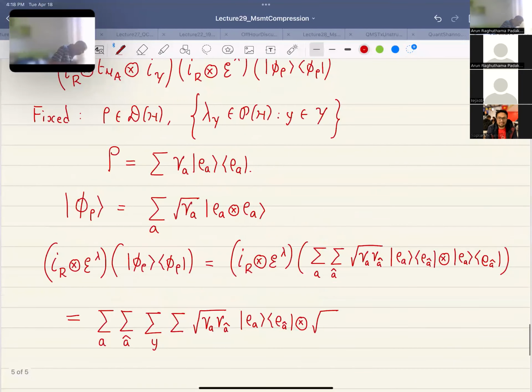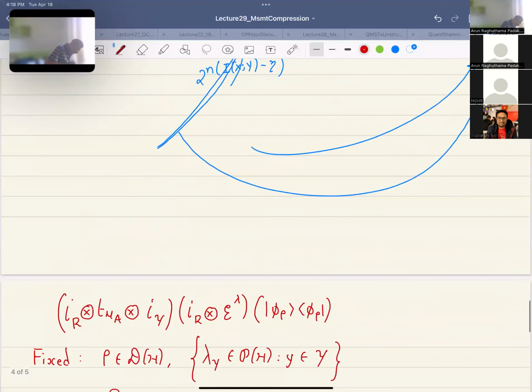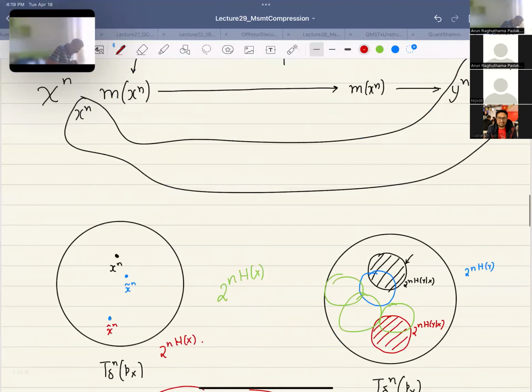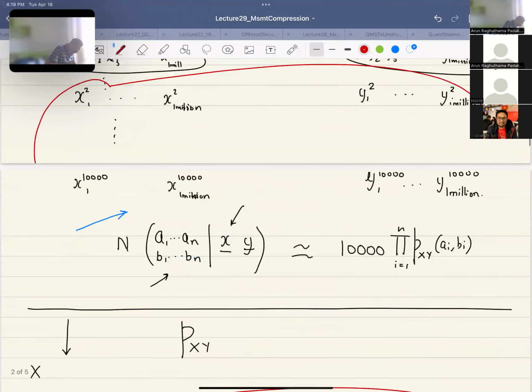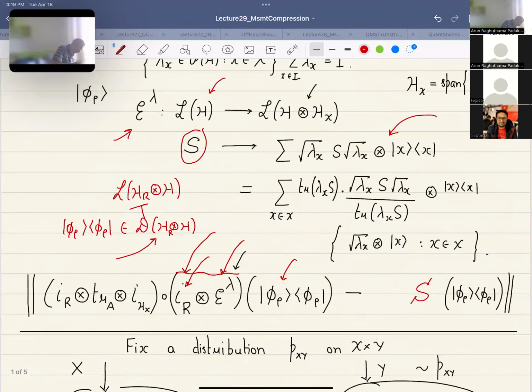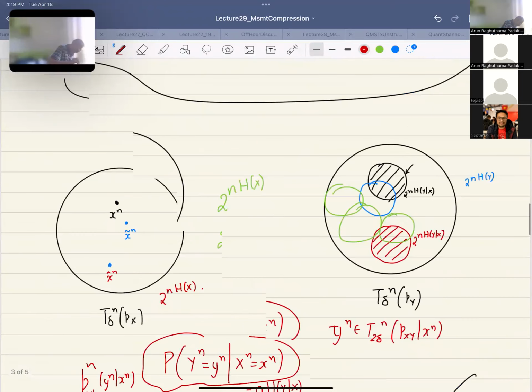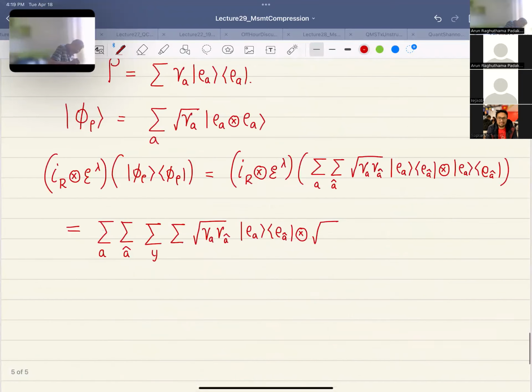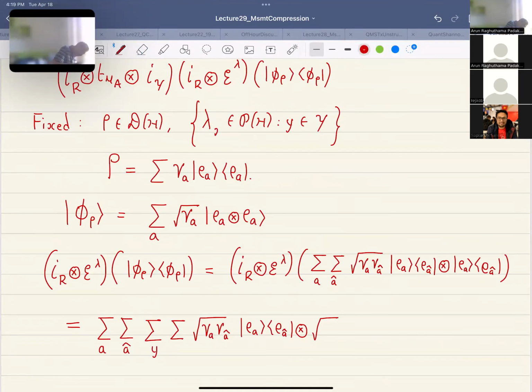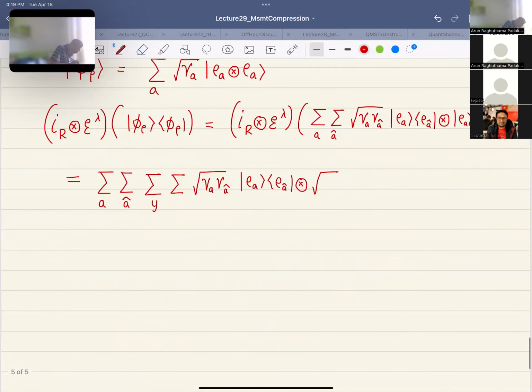Well, that's why I remember I named my POVM as lambda x and not lambda y. So that's why I thought I was writing x and I wrote y. Okay, so this is lambda x. So this is x hat root lambda x, EA hat root lambda x. Okay.